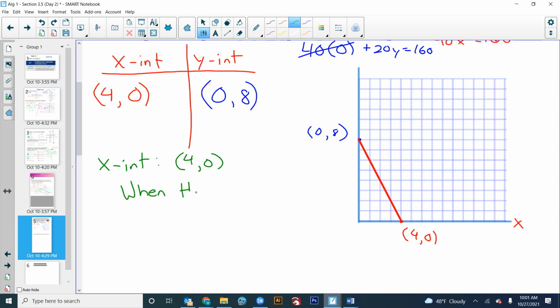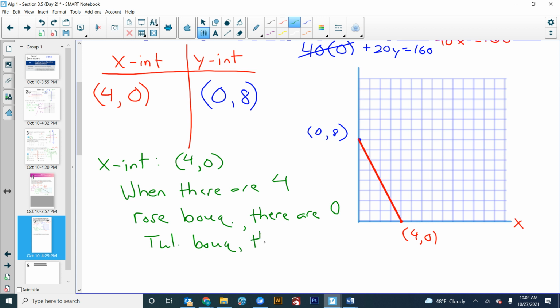When there are 4 rose bouquets, there are 0 tulip bouquets, and the cost is $160. Could you do that? Be honest. Could you guys do that? Yeah. Okay, good. How about the y-intercept?